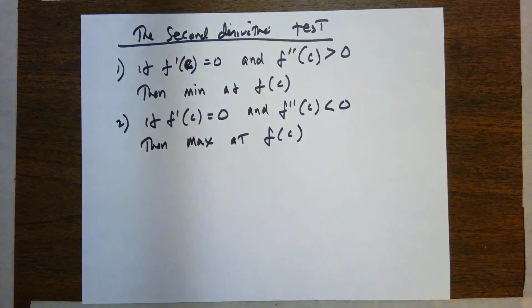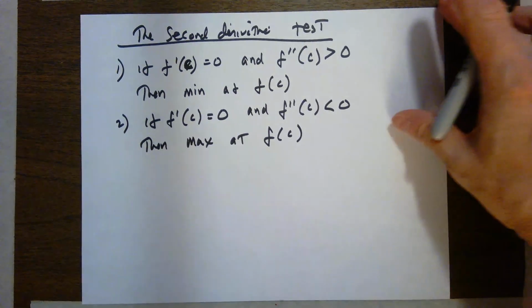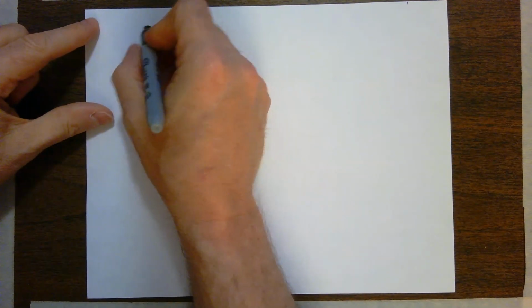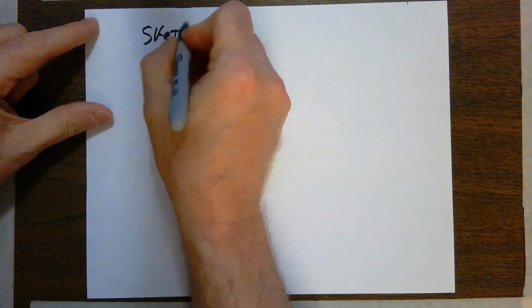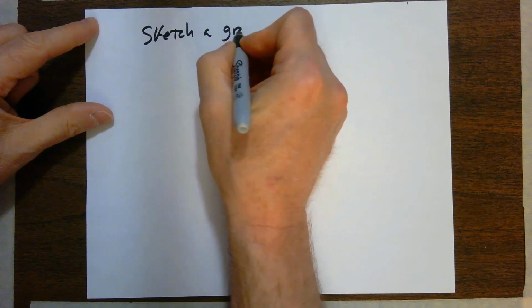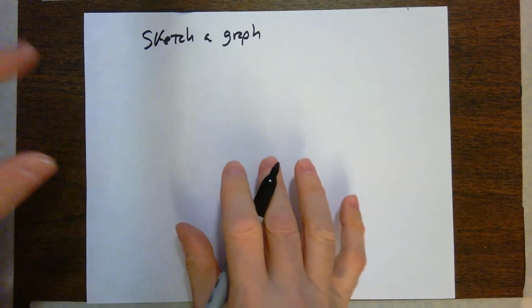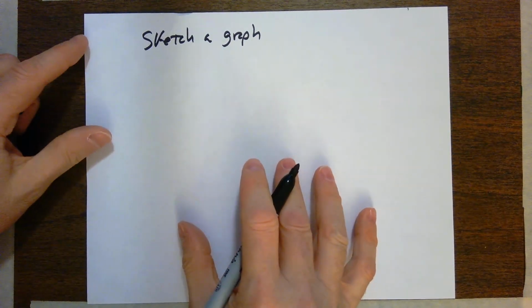All right, so let's try to put this together now. I've got a kind of awkward, difficult little activity that I want us to do. This is another one that in class we would certainly struggle with and spend a lot of time with. I want to sketch a graph that has all of the following things true.